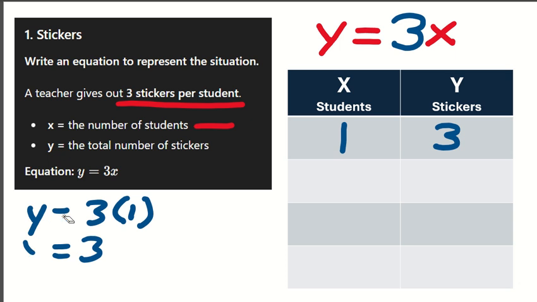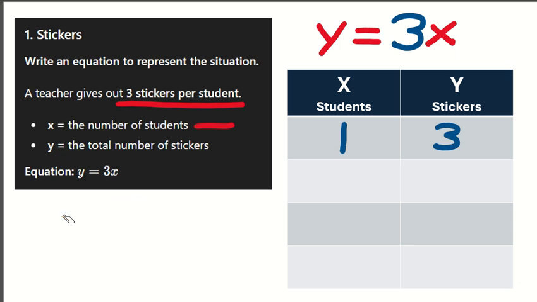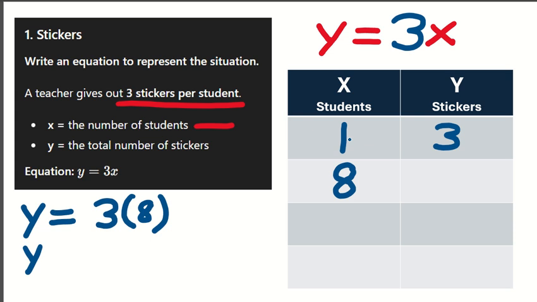But we usually don't just have 1 student. Let's kick it up a notch. Let's say we got a decent-sized group of kids. Let's say we got 8 students in this particular group. How many stickers would we need? Well, y, the total number of stickers, depends on how many kids we have. So each kid gets 3 stickers, so we're doing 3 times 8, because we said we have 8 kids. And we know that 3 times 8 is going to be 24. So if I have 8 students, then I need 24 stickers.